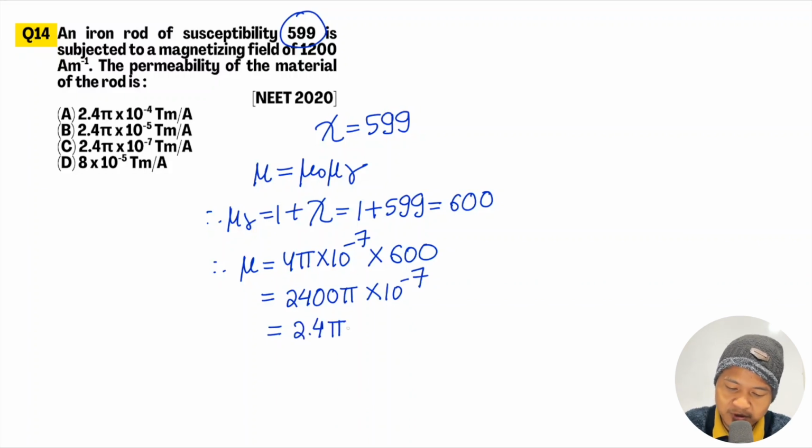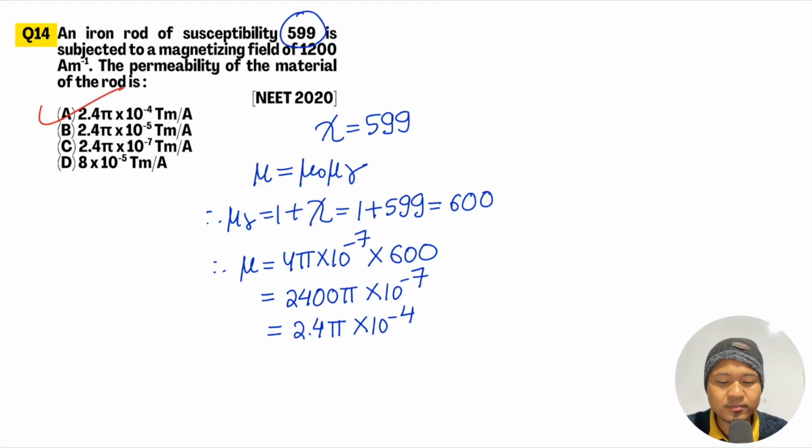So 2.4 pi into 10 power minus 4. I think this is the answer, 2.4 pi into 10 power minus 4, a numerical question.